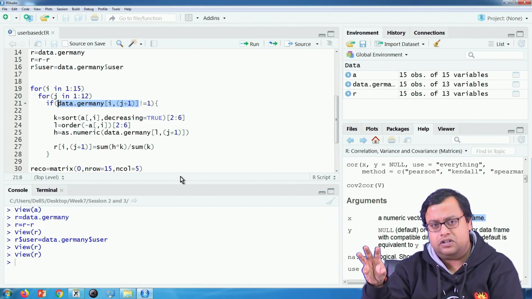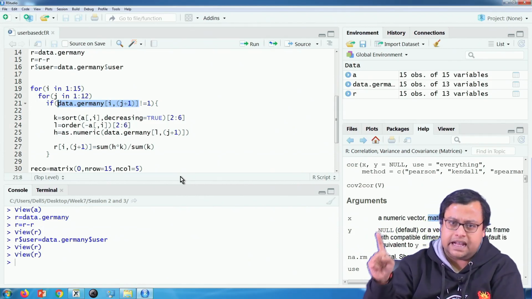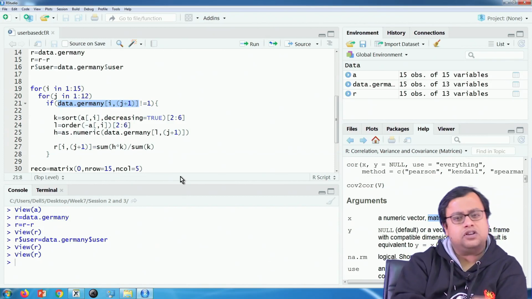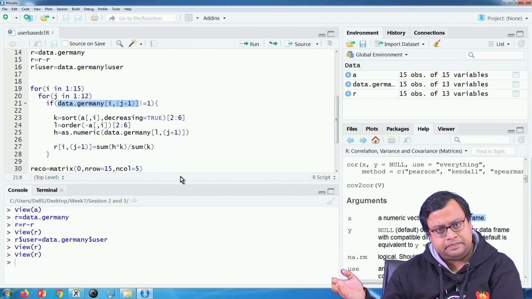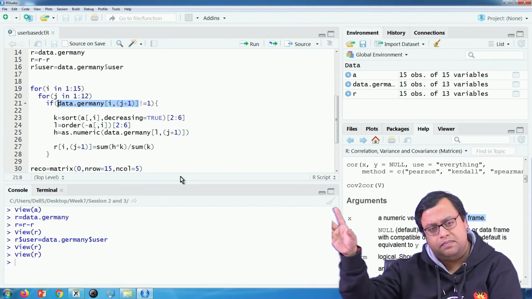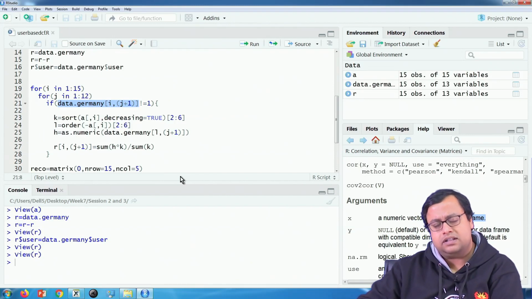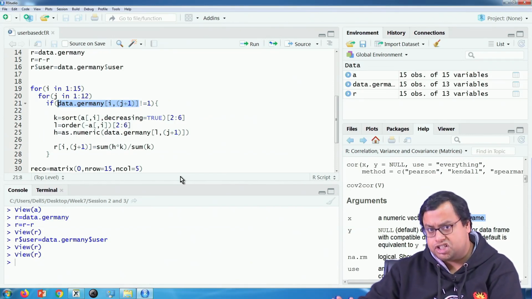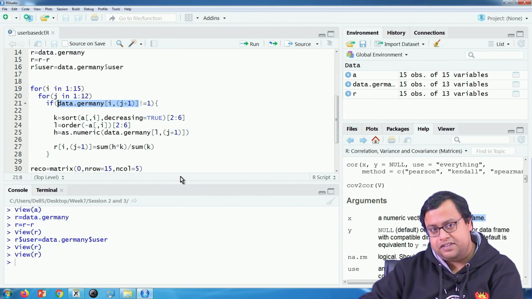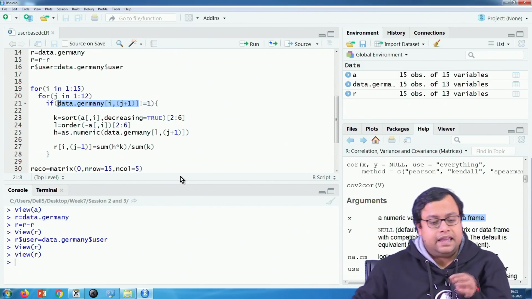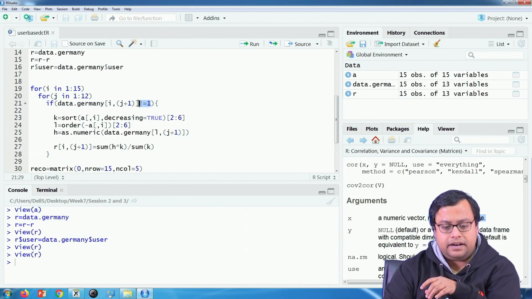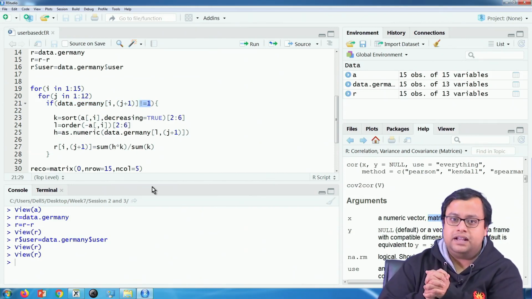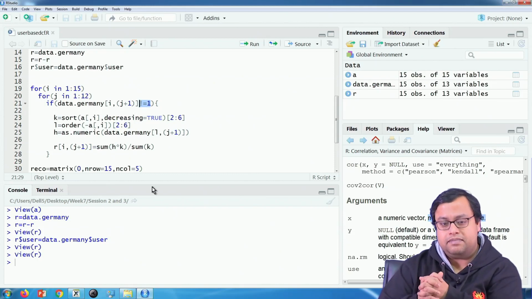What is the value there in data.Germany? If that value is 1, that means the ith person has already seen the j plus 1th movie. Then I will not recommend it to him. Then the corresponding value will remain 0 in my R matrix, or in this case R data frame. It will not change, exactly what happened in the previous video. But by chance, if data.Germany i comma j plus 1 is not equal to 1, then the rest of the part comes into the picture.